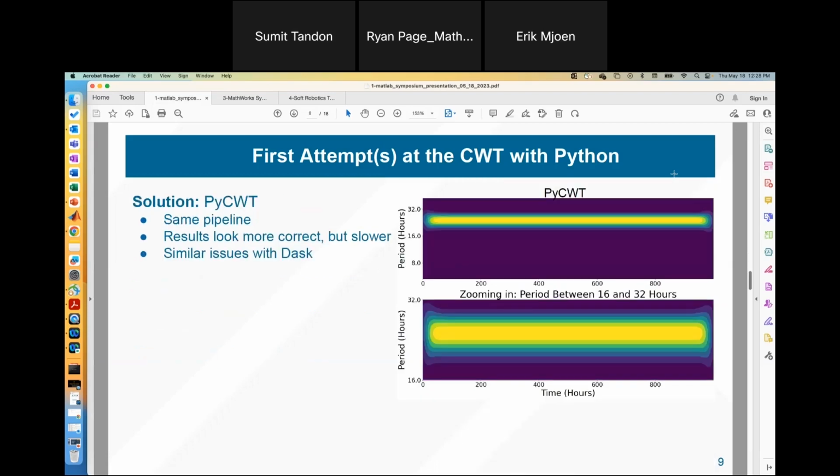So we immediately dropped the PyWavelets package and moved on to a new one. This one is PyCWT, which is another popular CWT implementation with Python. And we found the results of our sanity check for this look as expected, and actually pretty close to what you would see using the Matlab CWT implementation, although this particular package was somewhat slower than the first one, and did have similar issues with Dask.